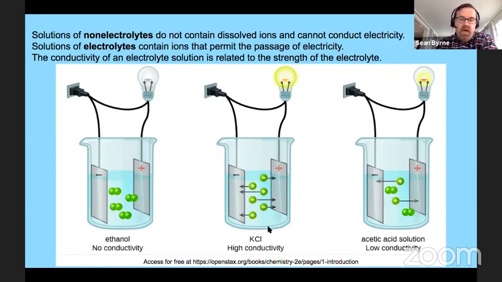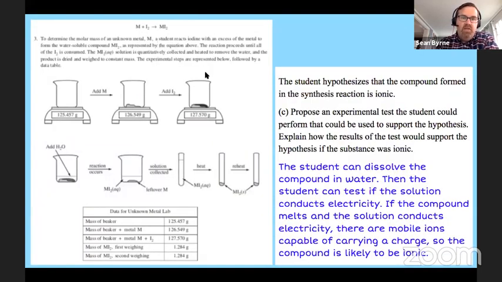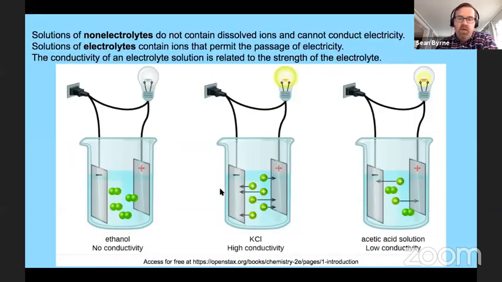Whereas potassium chloride, which is a very classic ionic compound, even though it has a different chemical formula, its ratio is just 1-to-1 here as compared to up here where we have a 1-to-2 ratio, we still have free ions. They're able to flow through the solution, and so they would conduct electricity.